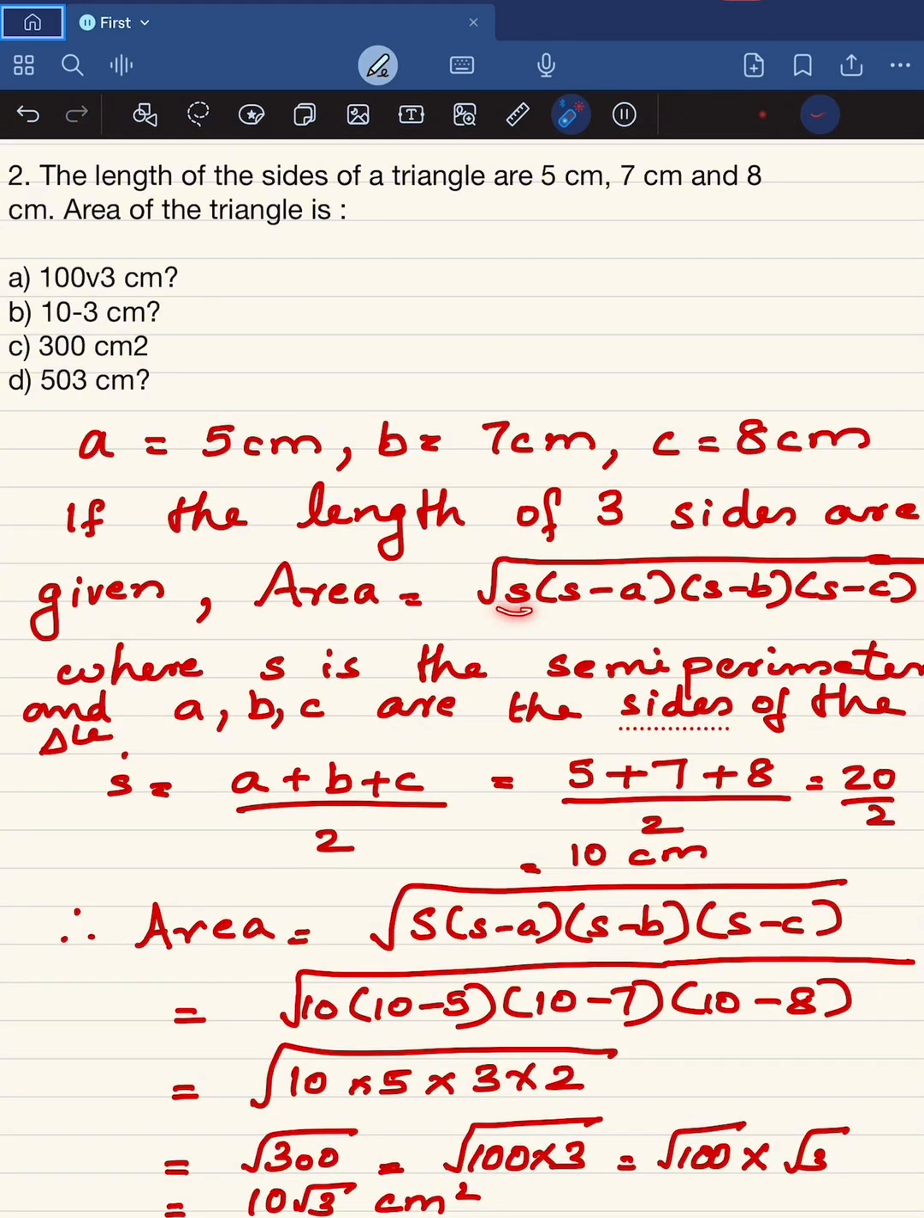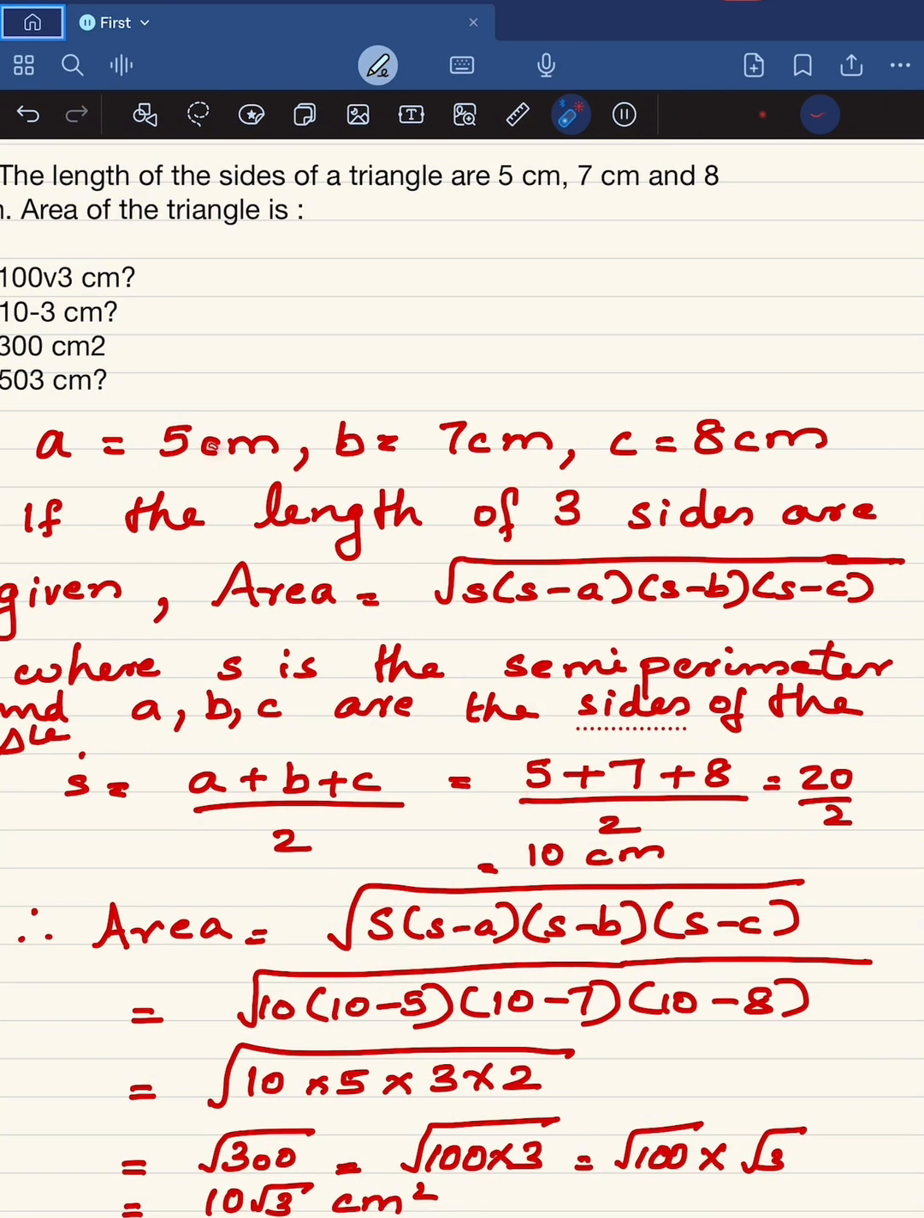First you have to find s. We don't know what s is, so there is a formula for finding s. s is equal to (a plus b plus c) by 2. Substitute the values of a, b, c: 5 plus 7 plus 8 by 2. 7 plus 5 is 12, 12 plus 8 is 20. 20 by 2 is 10 centimeter. So you got s.